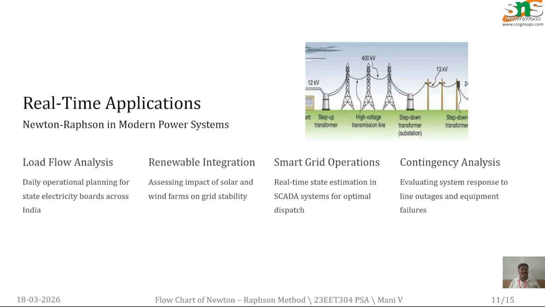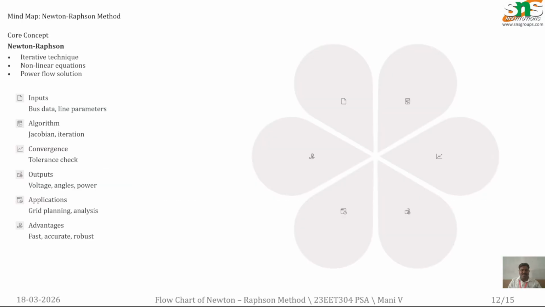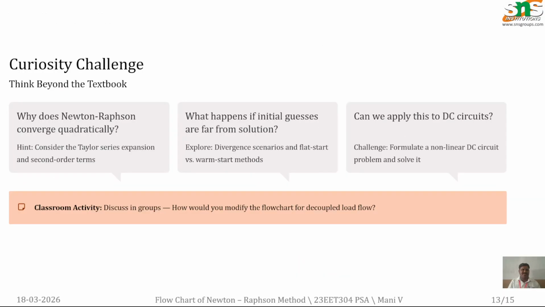So these are the real-time applications. It can be used to solve load flow analysis, and to integrate renewable energy with the smart grid, and the smart grid operation can be monitored by using the PLC and SCADA system, and it can be used to analyze contingencies in the power system. So this is the mind map. We gather the input, and we follow the algorithm, the convergence, the output, and the applications and advantages.